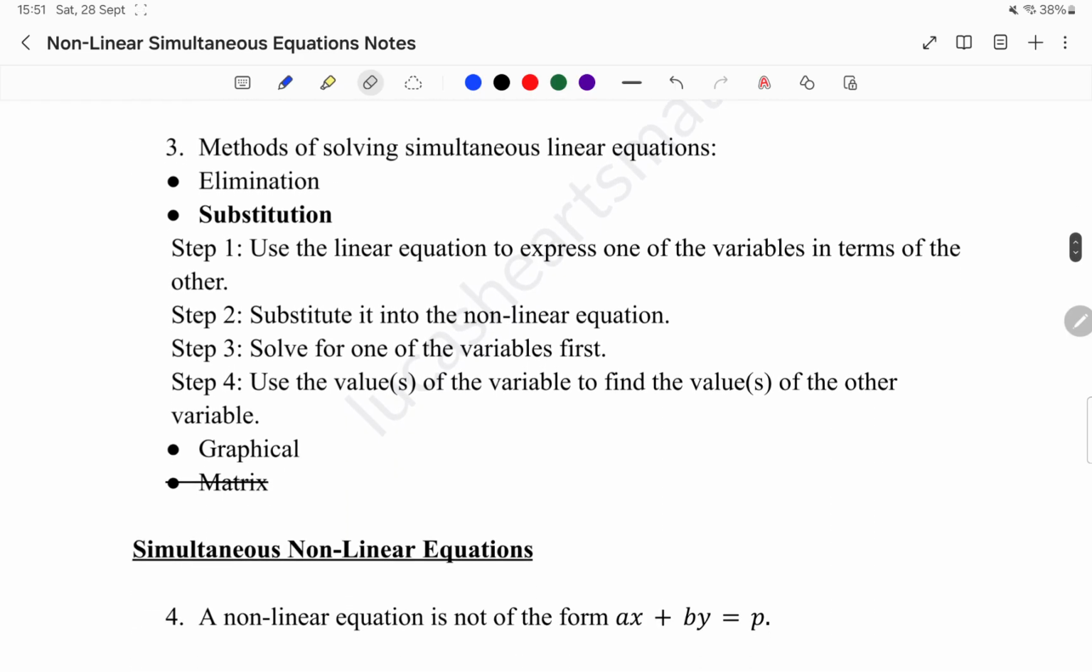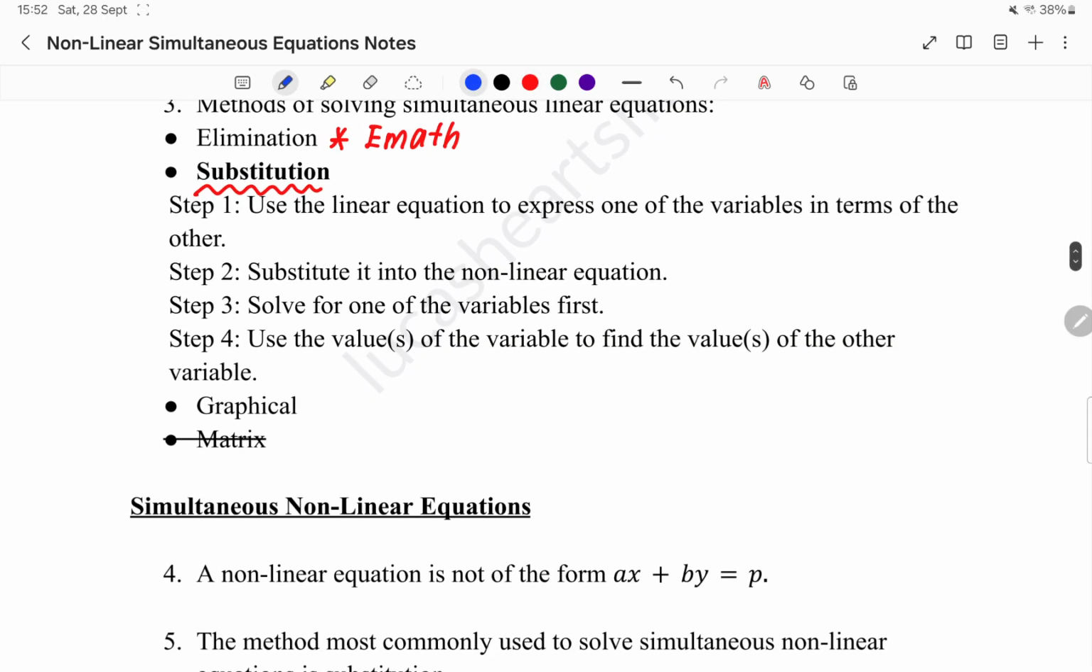There are a few methods of solving simultaneous linear equations. Elimination is important, more so for E-Math. However, as you can see, I bolded substitution over here because substitution is very important. So I listed down a few foolproof steps that you can read through here in order to solve simultaneous non-linear equations. However, I'll be illustrating substitution using an example later in this video, so just stay tuned for that.